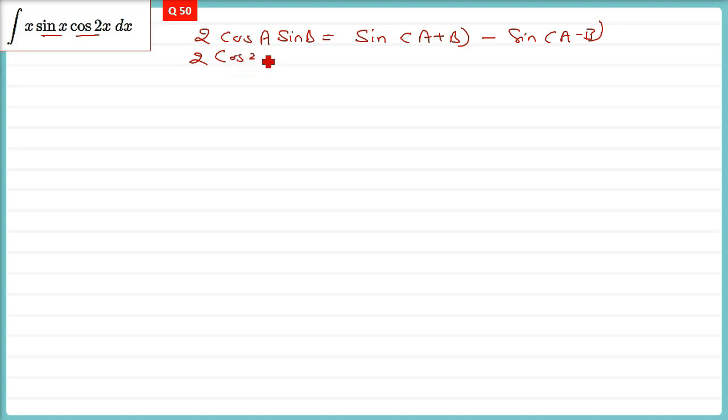So 2 cos 2x and sin x, I've just swapped the terms cos 2x and sin x. So this will be sin(A plus B), that is sin(2x plus x), and then sin(2x minus x). First term will be sin 3x. The second term will be sin x. You already have an x here.